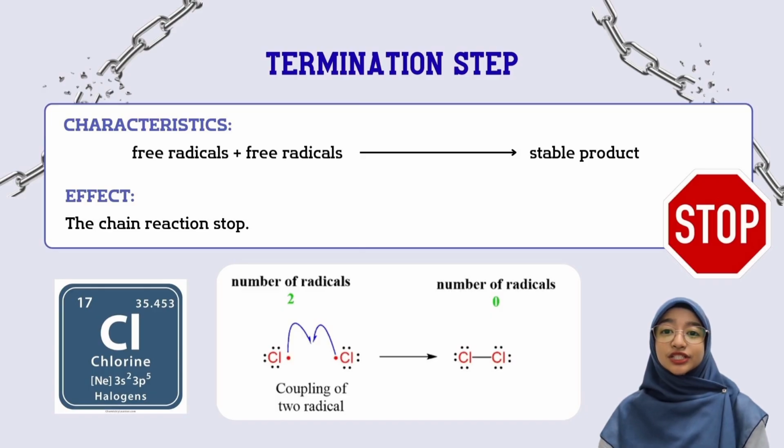Eventually, the reaction reaches the termination stage, which is the last stage. At this point, two free radicals combine to form a stable product, causing the chain reaction to stop. For example, the coupling of two chlorine radicals produces a stable chlorine molecule, and the number of free radicals decreases to 0, marking the end of the reaction.